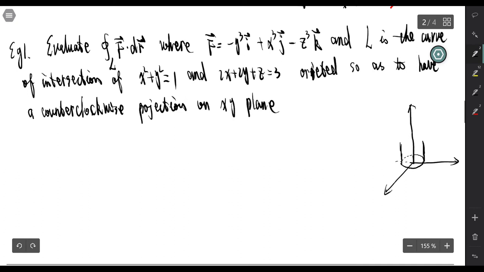It's a cylinder, and like the cylinder cut by the plane. So it's like this. And on the plane, its projection has counterclockwise orientation. So for the curve, it should be like this. And we can choose the plane as the surface and use the Stokes theorem.